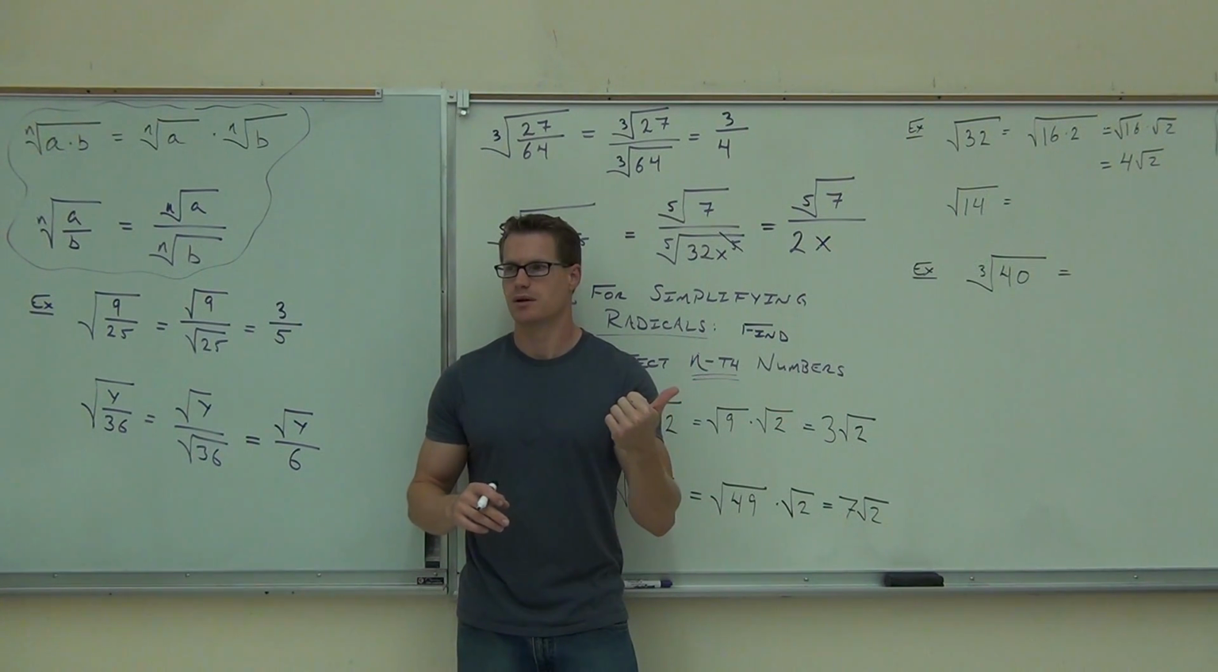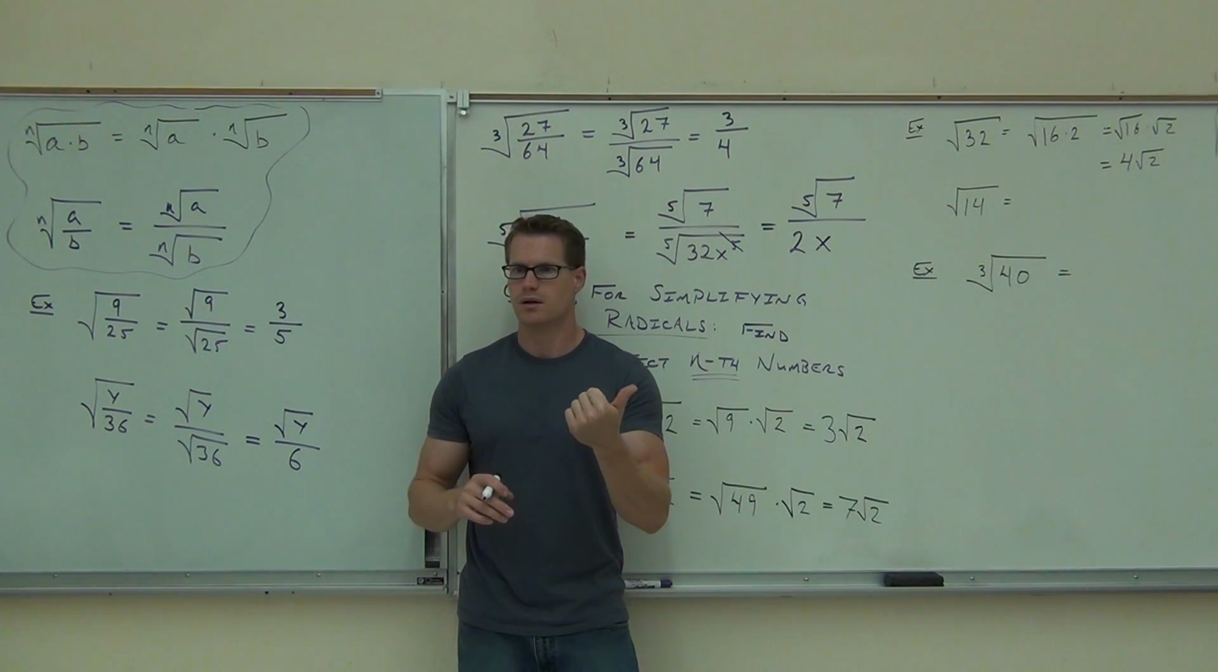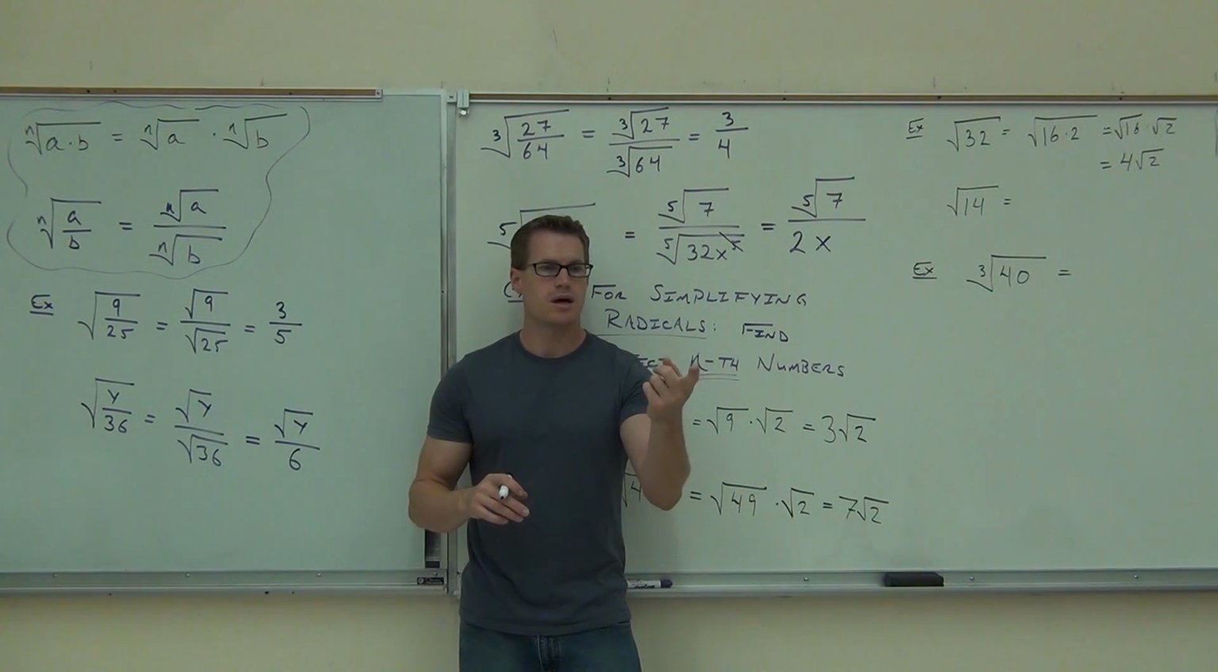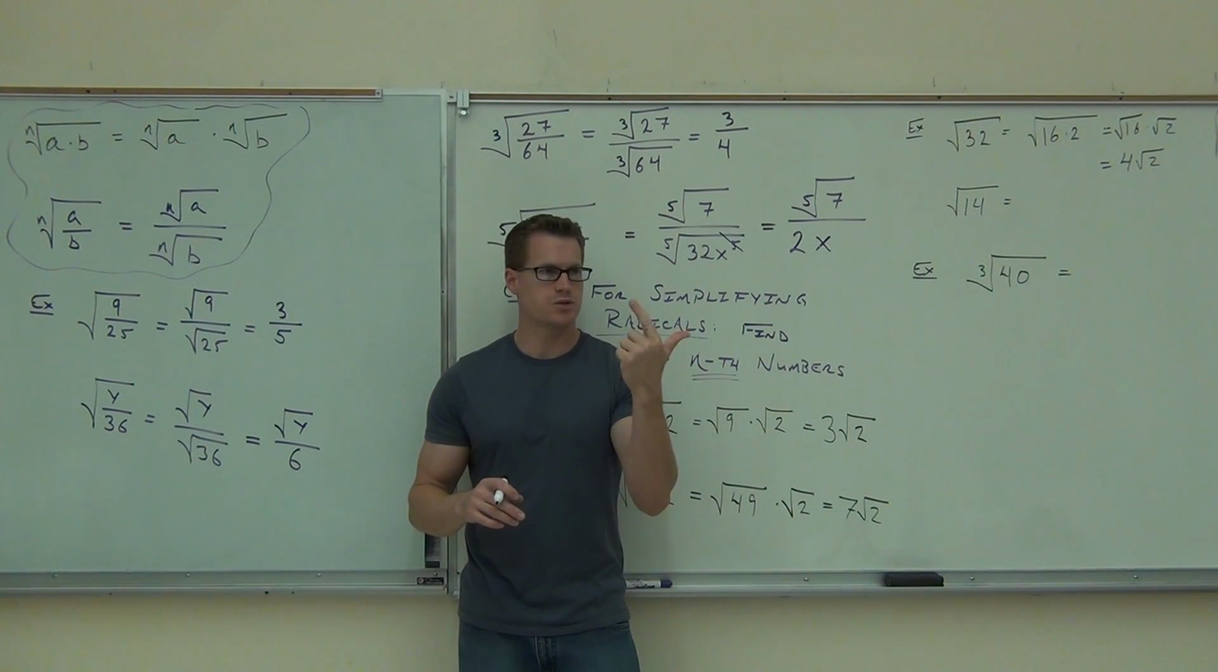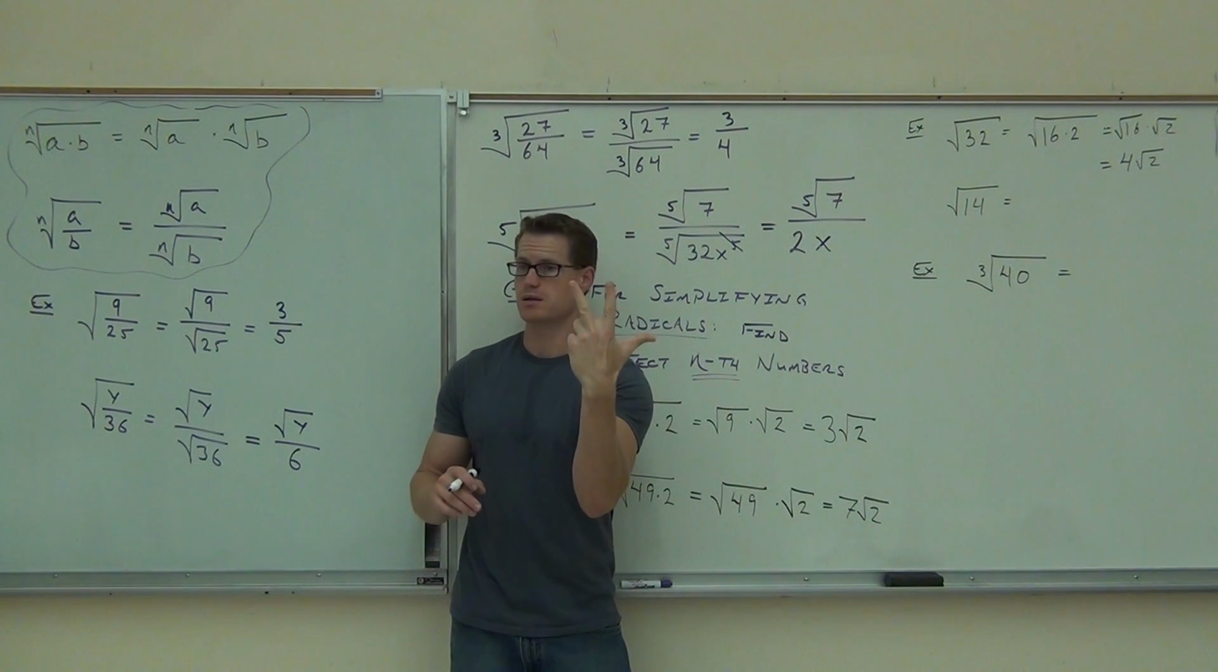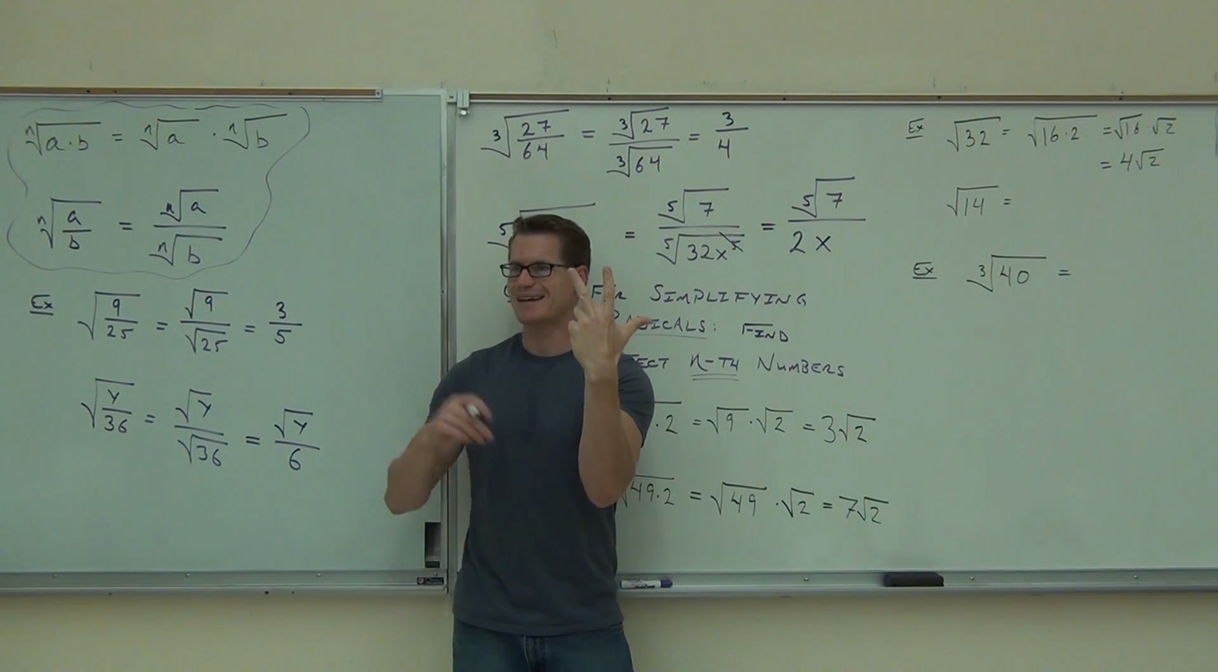1 doesn't help us. The next one would be 8. Not 3, the cube root of 3 is not 1. 8. Because 2 times 2 times 2 gives you 8. Does that make sense? What's the next one?